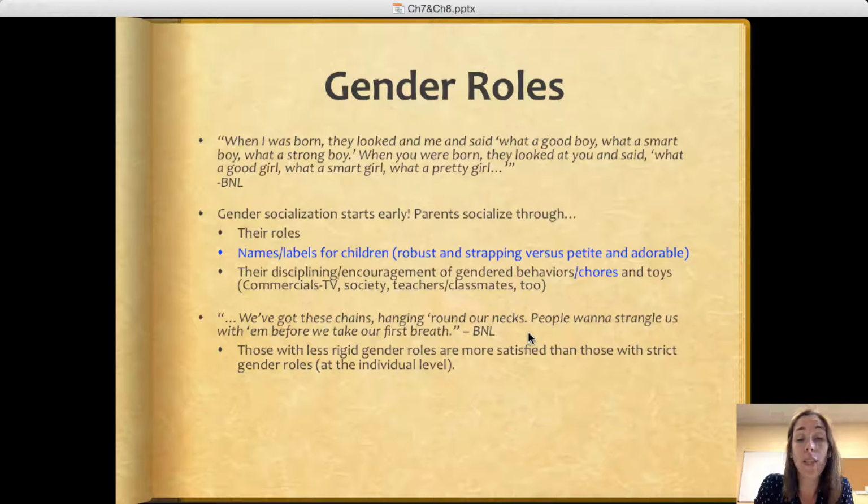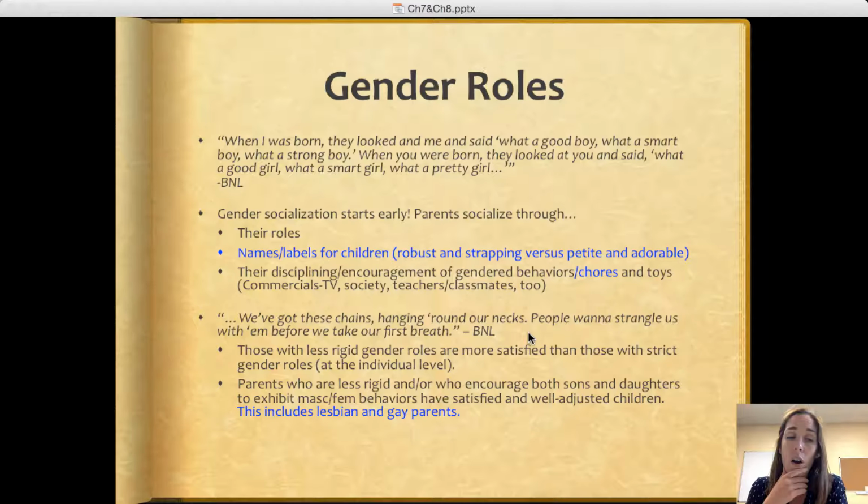Not me. Those with less rigid gender roles are more satisfied than those with strict gender roles at the individual level. So we see people are happier when their parents say, do all kinds of chores. If you want to help with the babies, great. If you want to help mow the grass, great. You want to play with a truck, you want to play with a science kit, you want to play with the makeup, you want to play whatever it is, playing fairly, playing nicely, yes. So when parents are like that, kids don't have very rigid gender roles, and we see that as they grow through life, they're more satisfied with their lives.